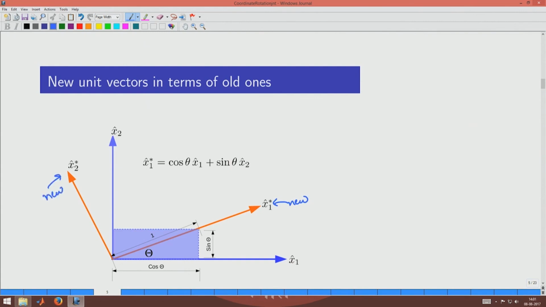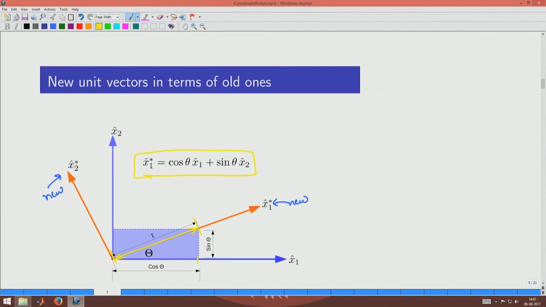So, we take a unit vector, here we have shown it here. So, this length is 1. If this length is 1 and the angle it makes with respect to the old x1 axis is theta, then we can see that the components along the x1 and x2 are given by cos theta and sin theta respectively, which means that we can express x1 star in terms of x1 and x2 as given here.